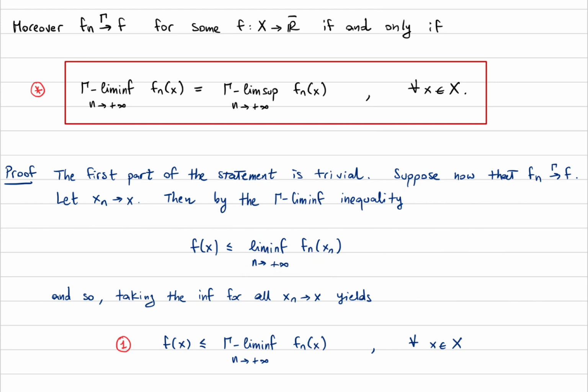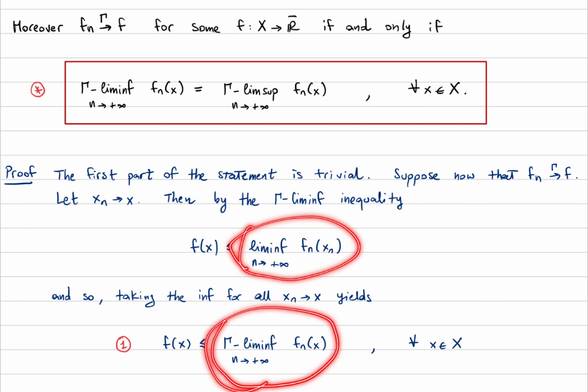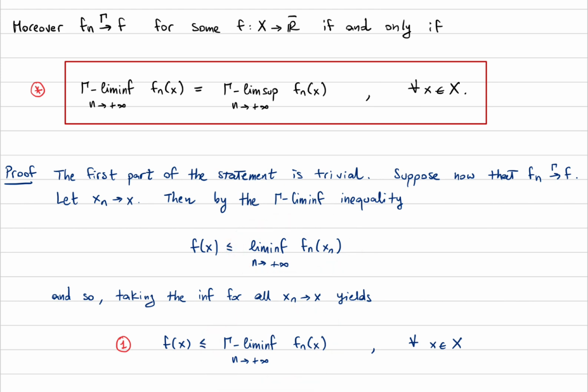And therefore, if you take the inf over all the sequences xn going to x, the left-hand side is unaffected because it does not depend on the sequence, so you recover it here. On the right-hand side, if you take the infimum, you recover the gamma lim-inf. So Fn gamma converges to F implies that f(x) is less or equal than the gamma lim-inf of Fn at x, for every x in X.